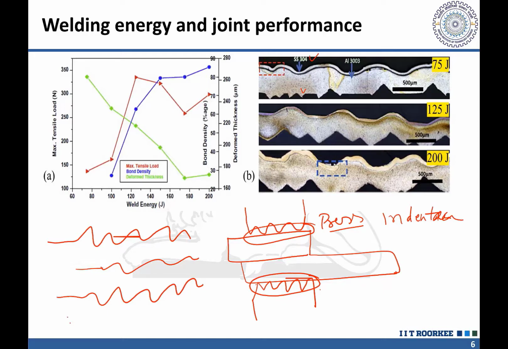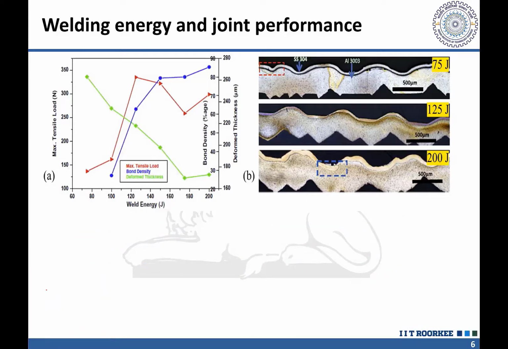So this is one aspect where, due to the application of pressure, thermal softening, and these special indentation marks being developed on the surface of the base metal, thinning of the base metal takes place. So these are, you can say, indentation marks being developed in the workpieces.